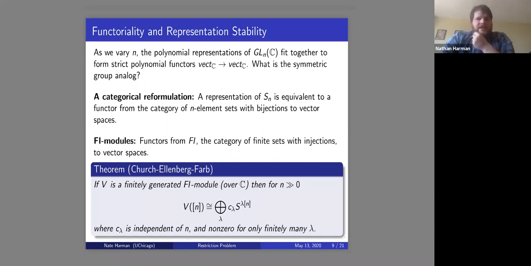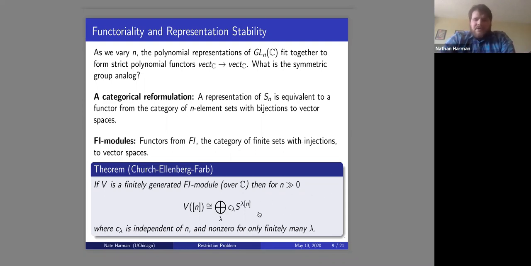Then what you get is a sequence of vector spaces, one for each n. I mean, you get one for every finite set, but all that it really depends on up to isomorphism is the size of that set. So for every n, we get a representation of Sn. And then we can ask, what is that as a representation of the symmetric group? And the theorem is that the decomposition into irreducibles becomes independent of n, right?